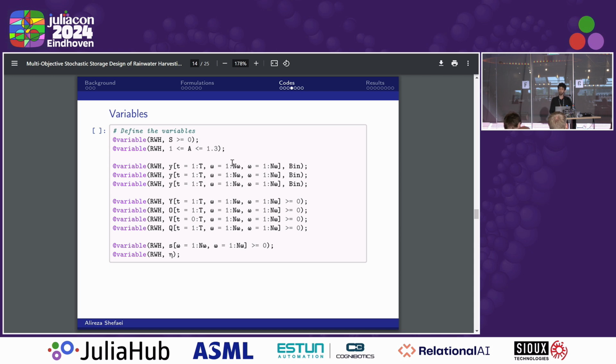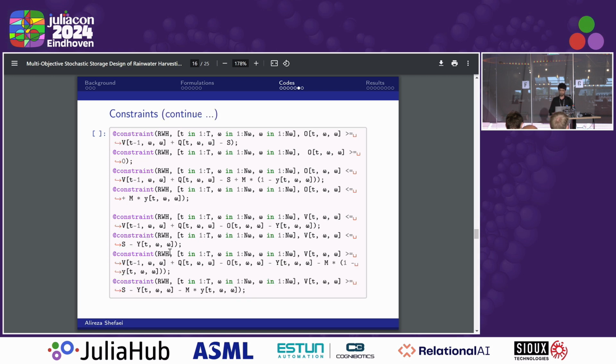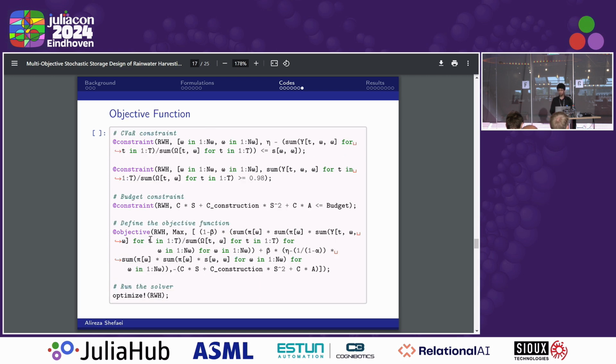which depend on the demand and the climate scenarios, and also the spillage-related variables, and then defining the constraints, the set of mixed integer equations as these constraints, and then defining the multi-objective objective function as a vector of objectives. Using this objective, we use the vector to input the multi-objective problem.